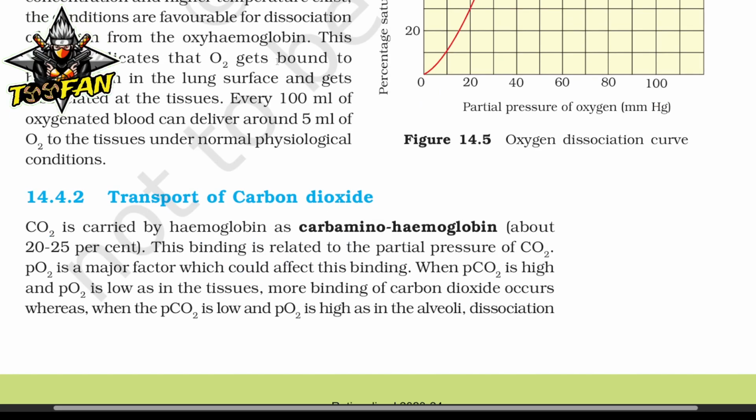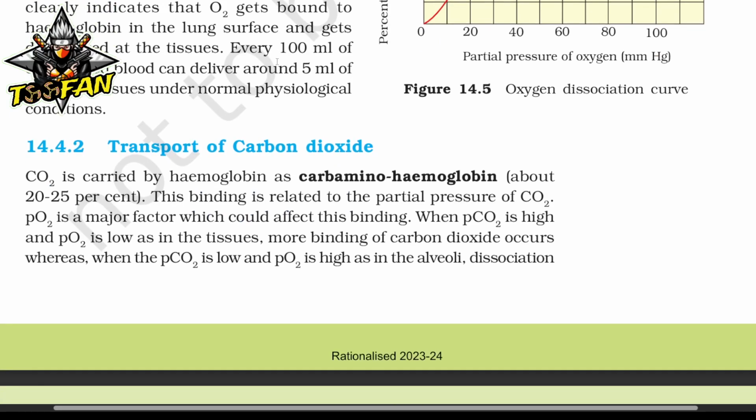Transport of carbon dioxide. Carbon dioxide is carried by hemoglobin as carbaminohemoglobin, about 20 to 25%. This binding is related to partial pressure of carbon dioxide. Partial pressure of oxygen is a major factor which could affect this binding.